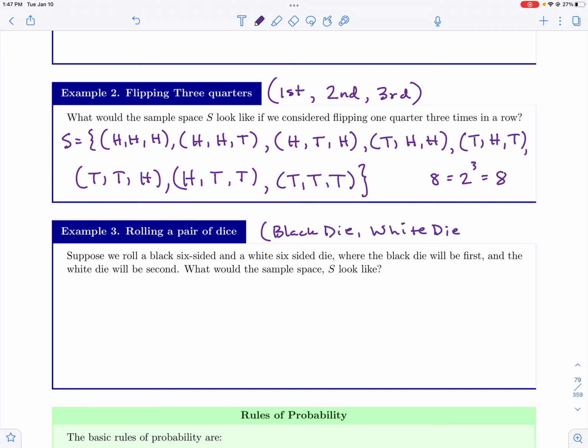And so what would our sample space look like? This one's going to be pretty big, so I'm not going to use the set notation, but I do want to show you how I set this up to make sure we don't forget any as we're writing them down. So what I'm going to do is assume that the black die rolls a 1 and stays a 1 throughout the whole first column, and I'm just going to vary all the different possible white die numbers that we can get.